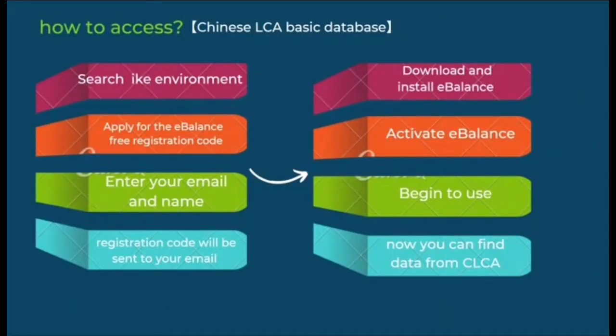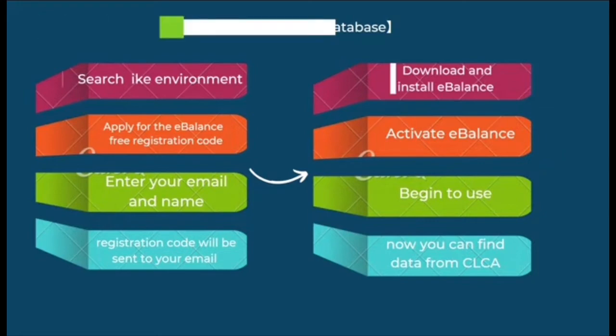So how to access the Chinese LCA Basic Database? First, we need to search for the website, and apply for the ebalance free registration code, entering your email and name. After this, the registration code will be sent to your email, and now you can download and install ebalance and activate it. After this, we can begin to use it. Now we can find data from CLCA.